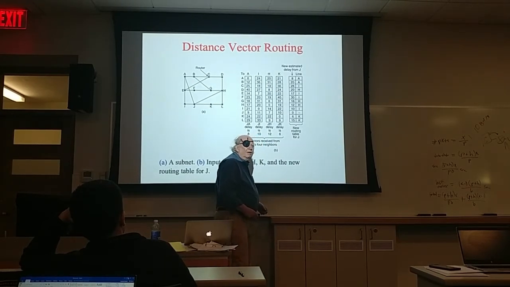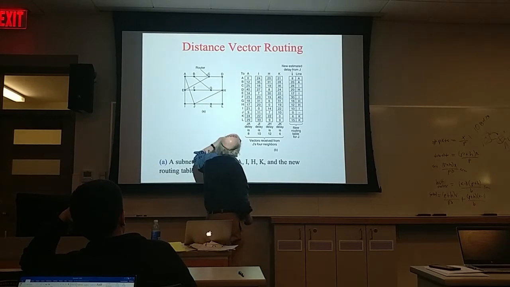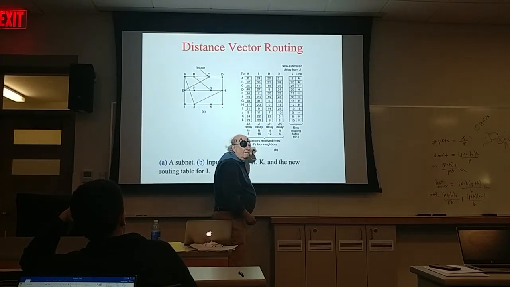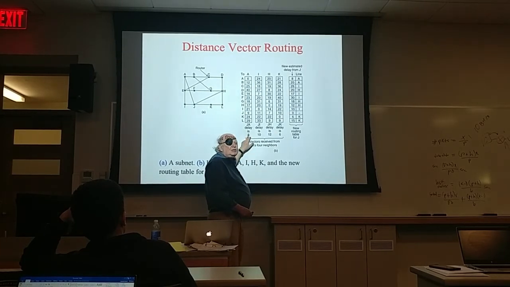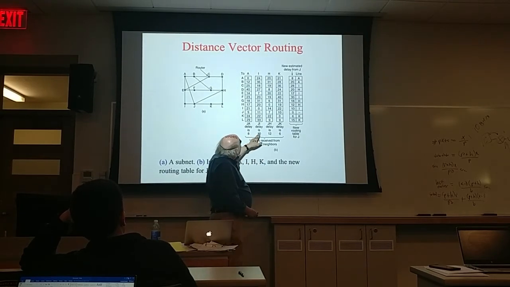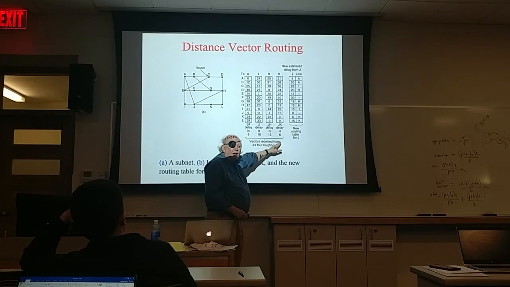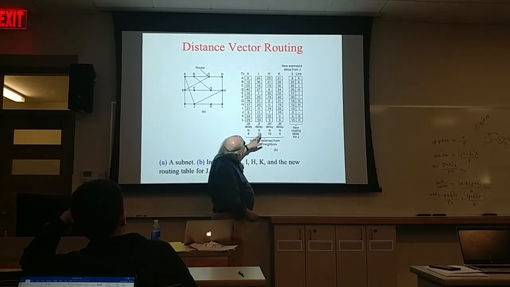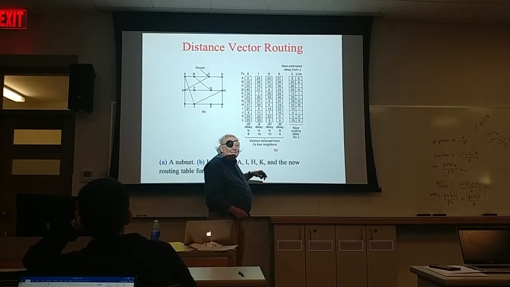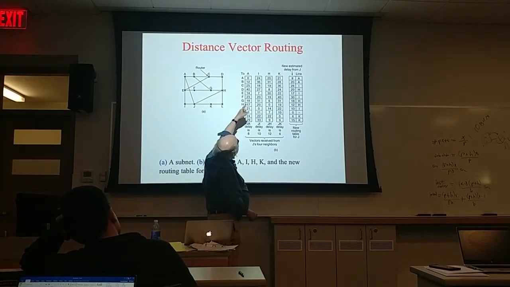Where's the 8 come from on the JA delay? The first column. This is J's measurement of his distance from A. That's a good question. J measures that himself. And so he measures his distance to I and to H and to K.